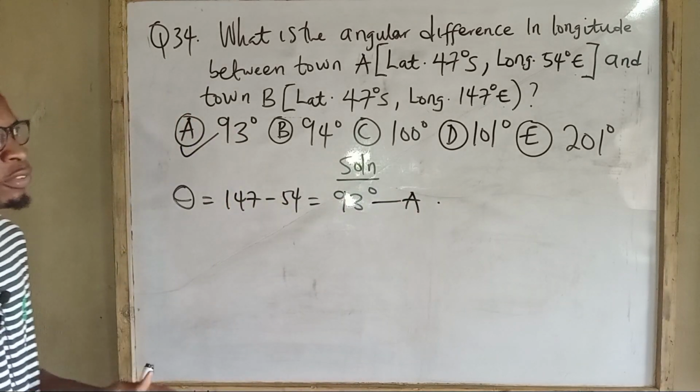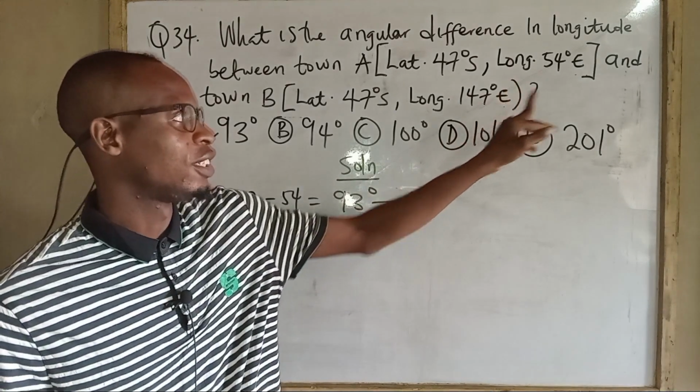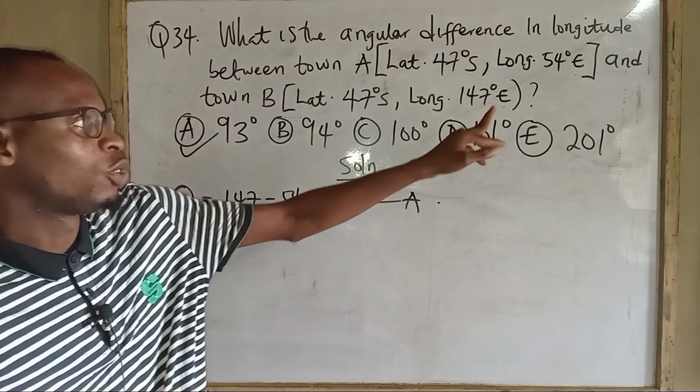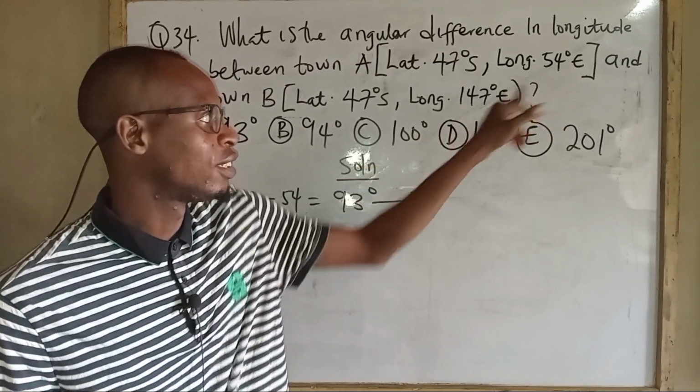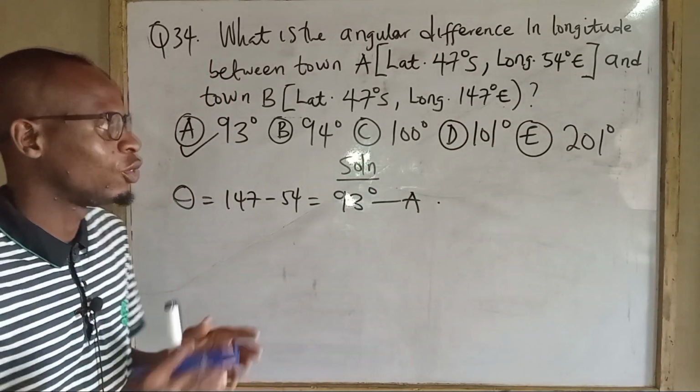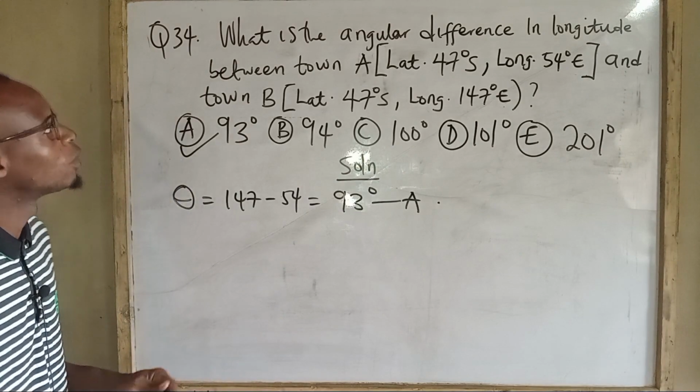So like I said before, assuming this is east and this is west, you have to add. But once they show the same coordinate like this, east east or west west, you have to subtract. Okay, so let's move to the next one.